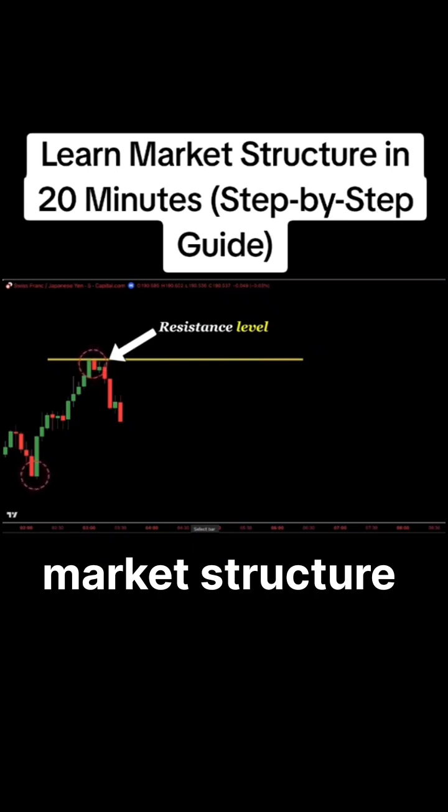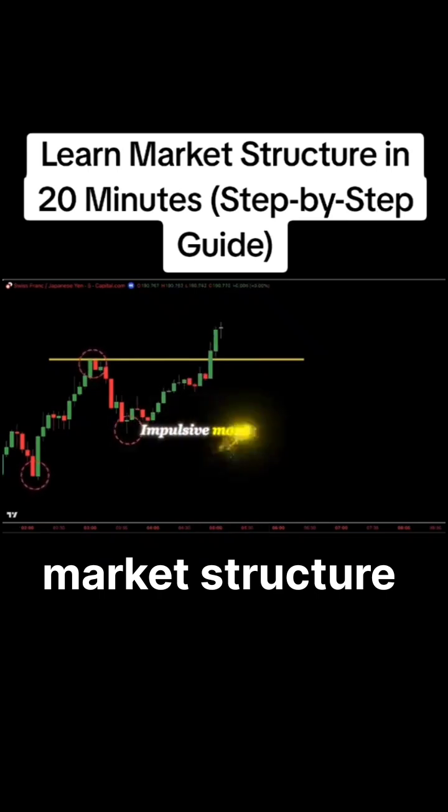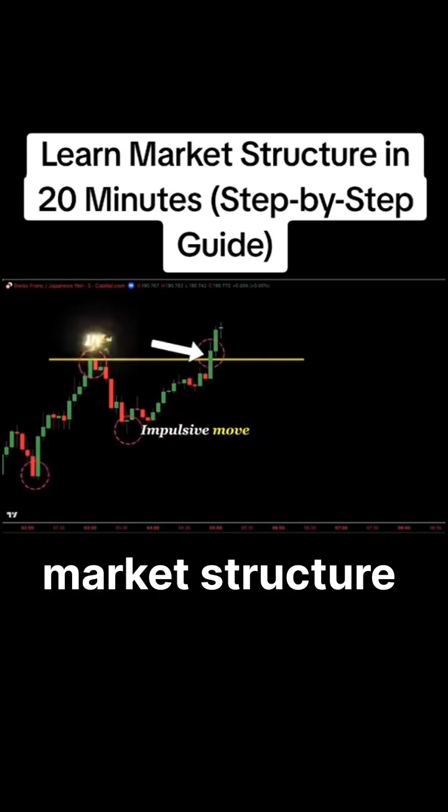Now look at what happens next. The market starts moving up again with strength, creating another impulsive move. But this time, something important happens. Price breaks above the resistance level. This is a key moment in market structure, because once resistance is broken, it does not remain resistance anymore. It turns into support. The reason behind this is simple. A level that previously stopped the price from going higher is now being accepted by the market as a new base. Buyers are now willing to enter at this level, which changes its role completely.